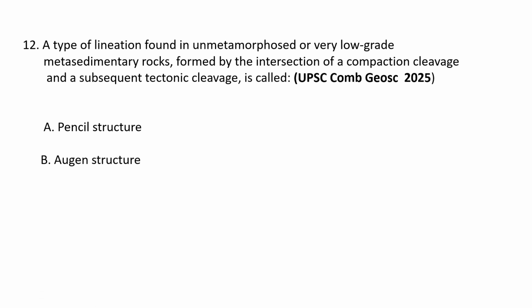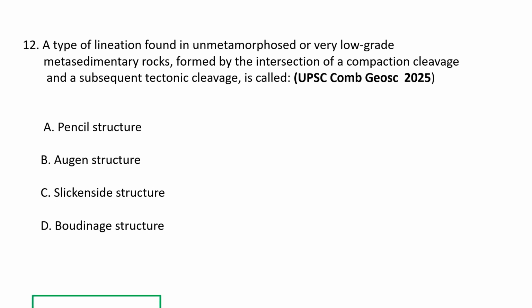Pencil structure, B. Argand structure, C. Schleikenside structure, D. Boudinage structure. So the correct option is pencil structure. Pencil structures are a type of lineation that forms when compaction cleavage and tectonic cleavage intersect, and this happens in unmetamorphosed and very low-grade metamorphic rocks. So A, pencil structure, is the correct option.